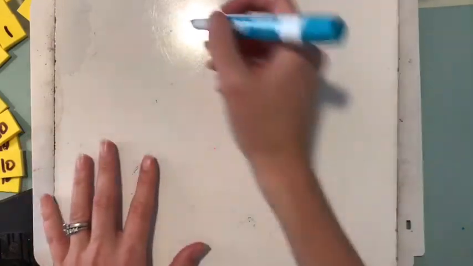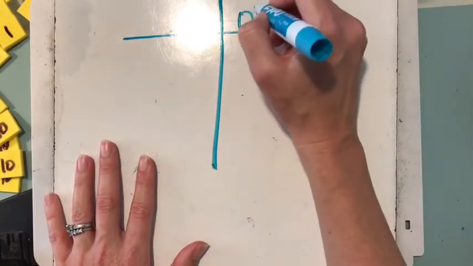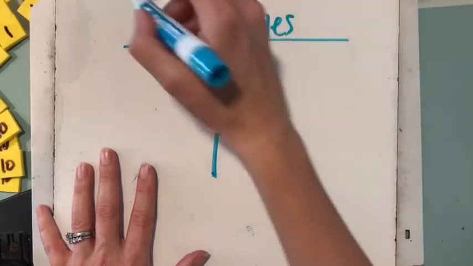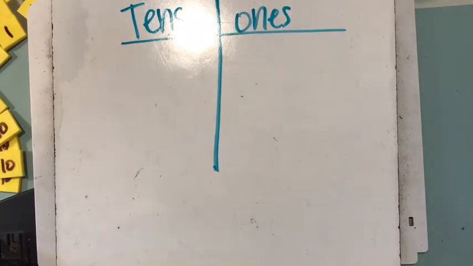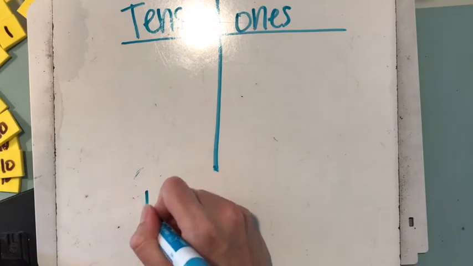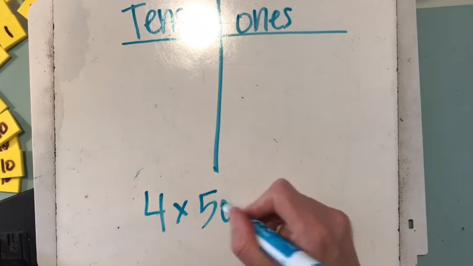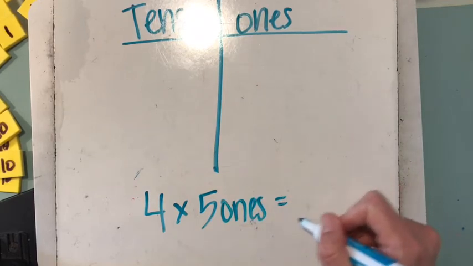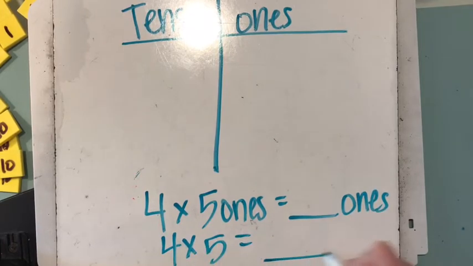Now we're going to use our place value chart to help us solve. And I'm actually only going to have 2 columns. I'm going to have a ones column, and I'm going to have a tens column. The first one I'm going to solve is 4 times 5 ones equals how many ones? This also can be written as 4 times 5 equals what?